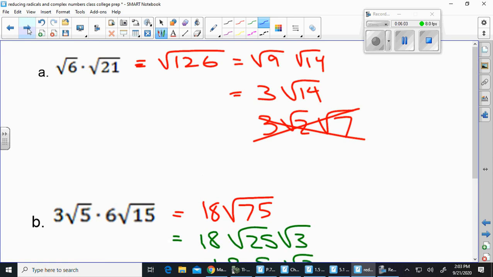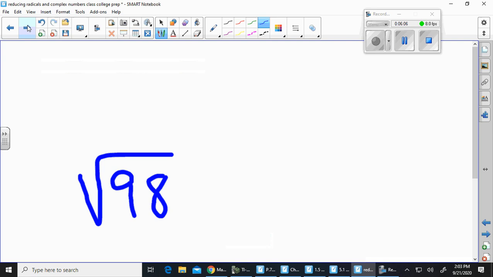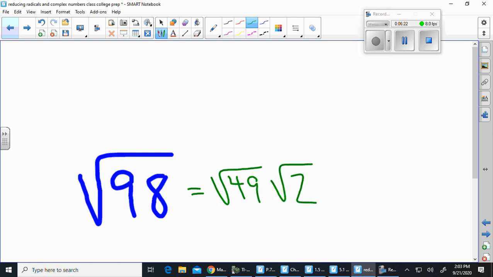I just had more examples, but we don't really need to worry about those. Like something like this, square root of 98. What goes into 98? 49. 49 goes into that 2 times. Which one of those do I know? The square root of 49 is 7. I do not know the square root of 2.